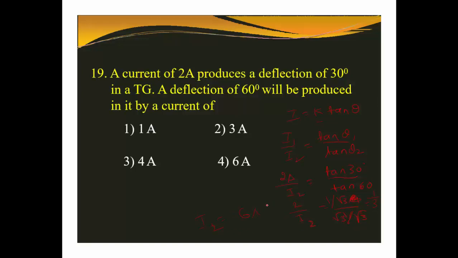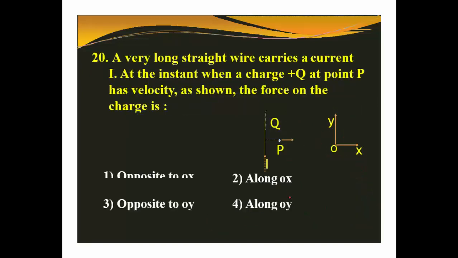You are very strong in mathematics as far as trigonometric functions are concerned. So it is a very simple, straightforward calculation. You do this and you will get I2 as 6 ampere. Okay, next question.